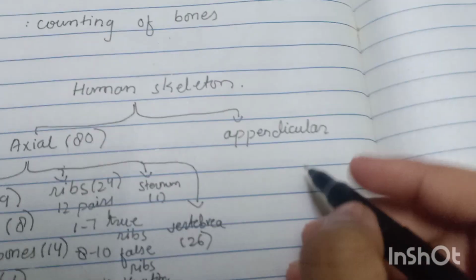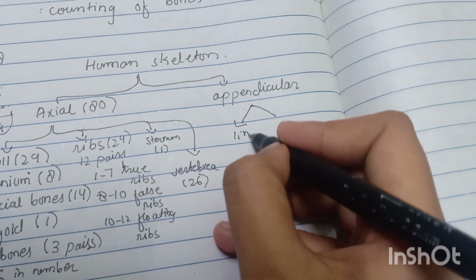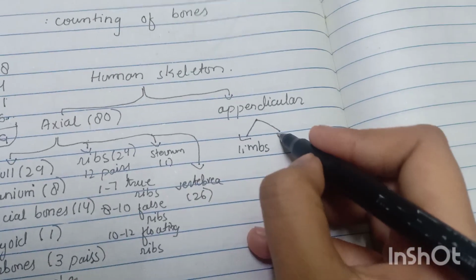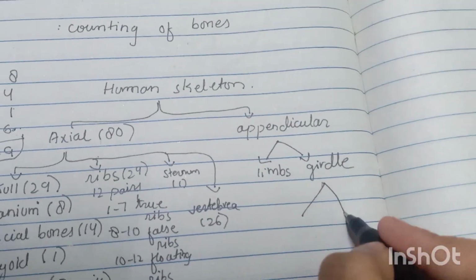Talking about appendicular, it is divided into two: the limbs and the girdles. First of all, let's talk about girdles.